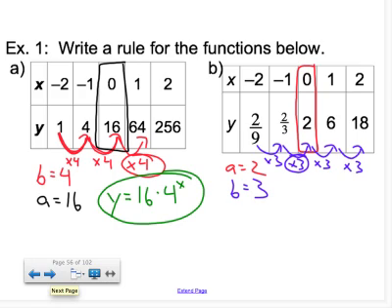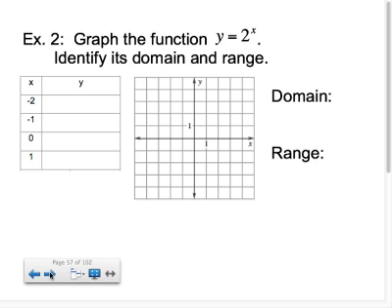Positive 3. So your final function in part B would be y equals 2 times 3 to the x power. Again, it's just an exponential relationship. The relationship between x and y is no longer linear, but now exponential. And now we're going to take a look at what this looks like.